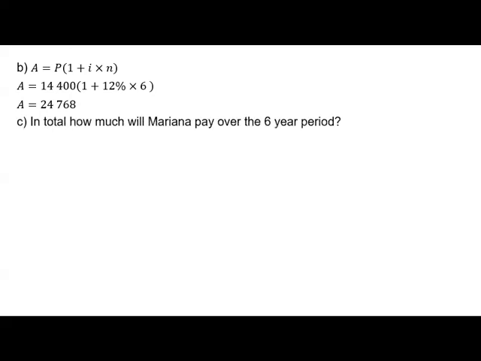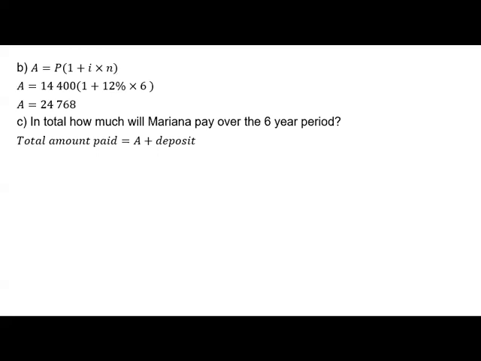Now, in total, how much will Mariana have paid over the 6-year period? Here they're not asking what Mariana is owing. They're asking you, in total, how much will Mariana have paid? Note that Mariana will have paid 24,768 plus the initial deposit, which was 1,600. It's always A plus the deposit.